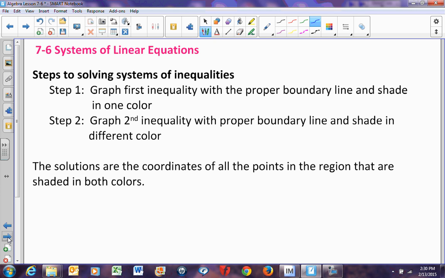Now, your steps to solving systems of inequalities: first, graph the first inequality with a proper boundary line and shade it in one color. Step 2 would be to graph the second inequality with a proper boundary line and shade it in a different color. Where the shadings overlap, those are the coordinates that are a solution to both inequalities. If the shading never overlaps, then there is no solution.